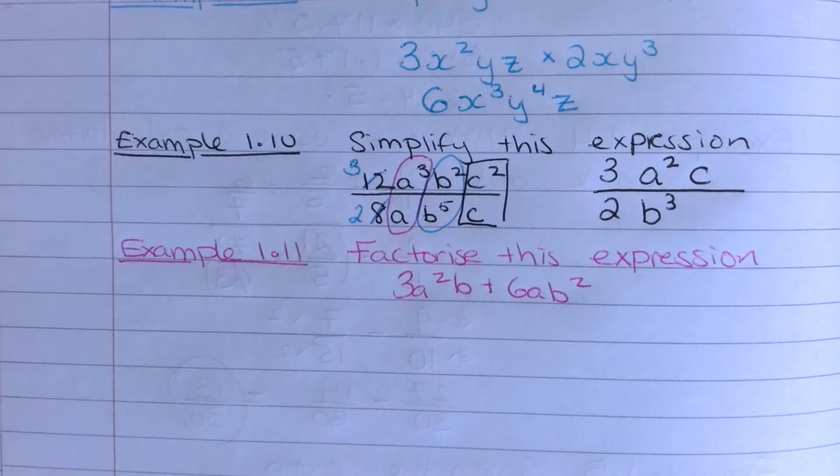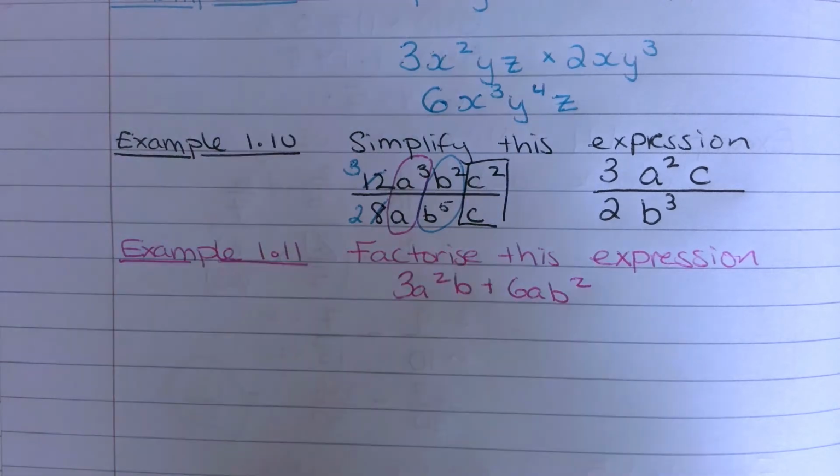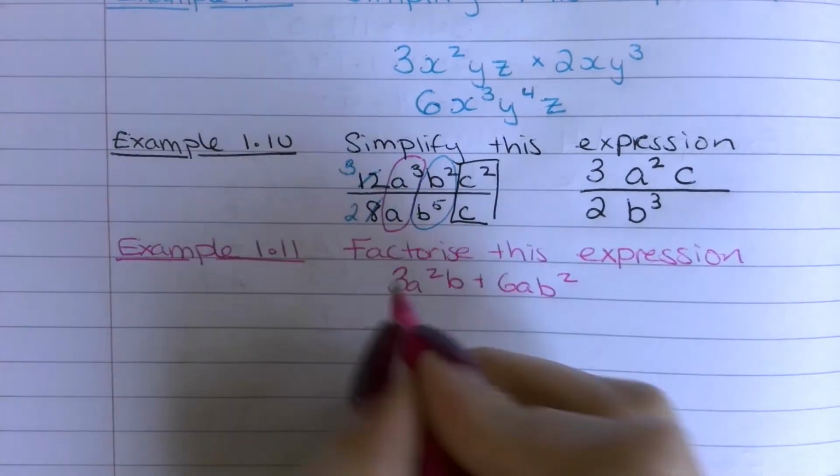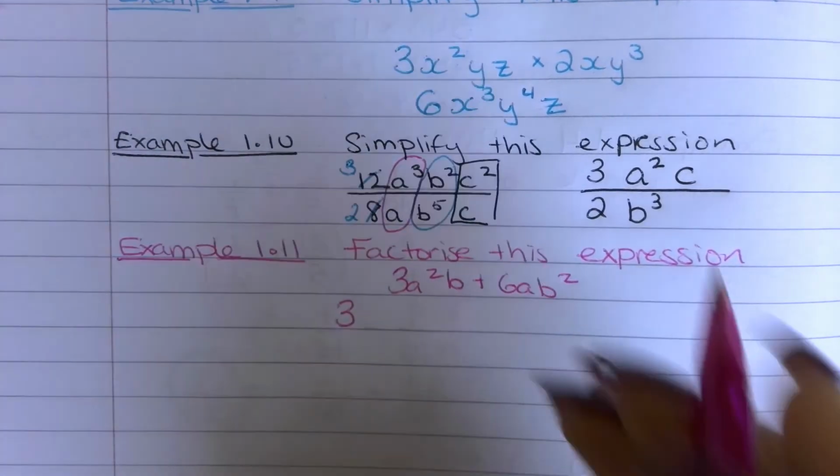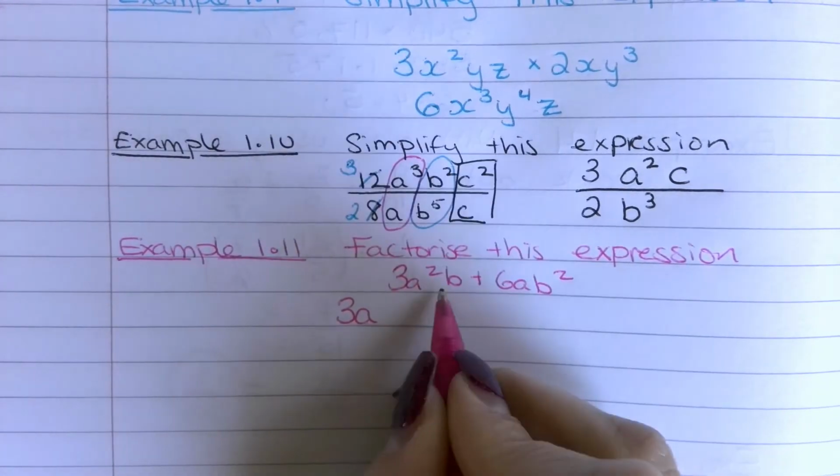We want to take a look at this and see what can we divide both terms by. So I'm going to start by looking at the number. 3 and 6 can both be divided by 3. They both have an a in them, and they both have a b.